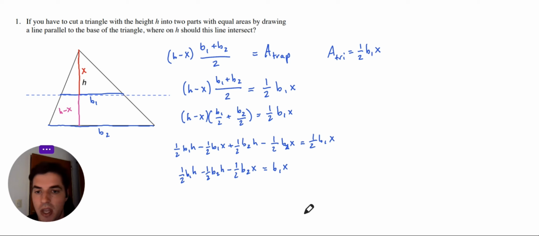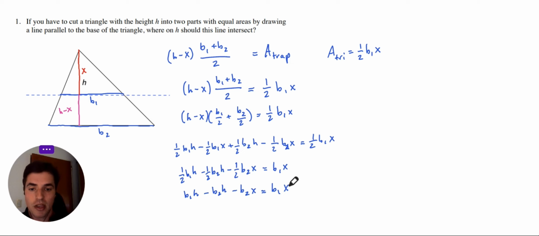No other like terms. Some people might be thinking maybe I should factor now, like I could factor h out or b2 out. But that kind of takes us back to where we were. That happens all the time: you'll multiply something out, and then you'll think, oh, I guess I could factor it. We've already done the opposite. You've already multiplied it through. We probably don't want to factor. We want to do something else before we start to factor. I would say here, just to get rid of the fractions, I would multiply everything by 2. So b1h minus b2h minus b2x equals b1x.